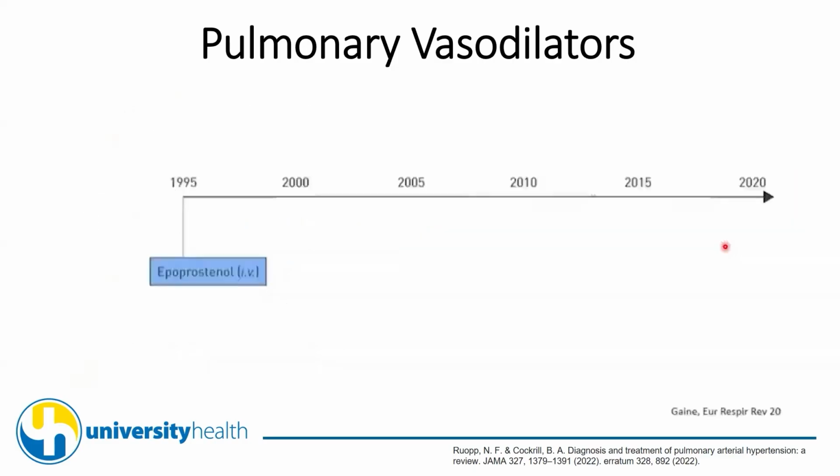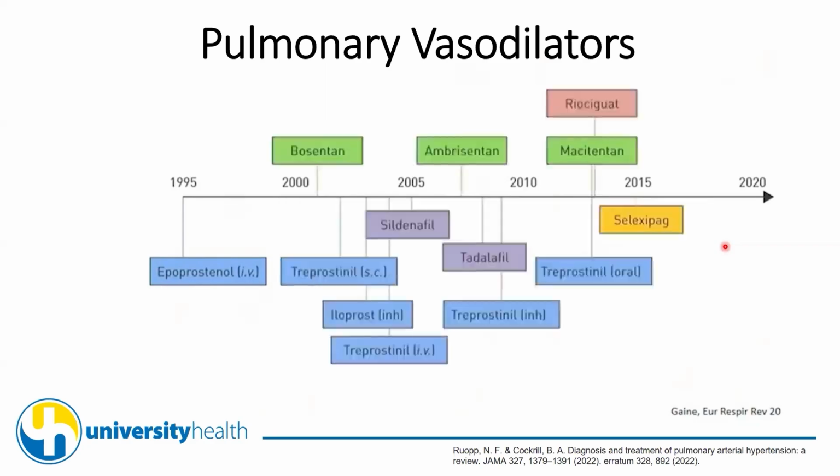So since then, there have been some pulmonary vasodilators that have come out. Epoprostenol was the first IV pulmonary vasodilator to come out, in 1995. And since then, we've had many other pulmonary vasodilators released. Some are oral, some are inhaled, some are sub-Q. And the question is, has this made a difference in mortality?